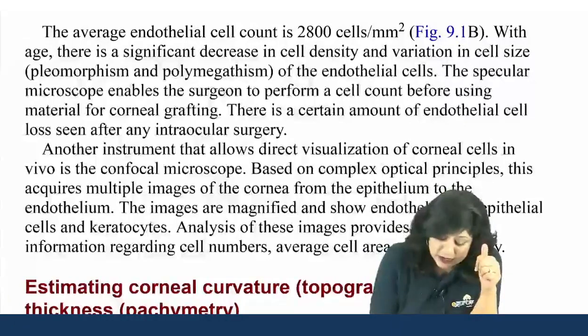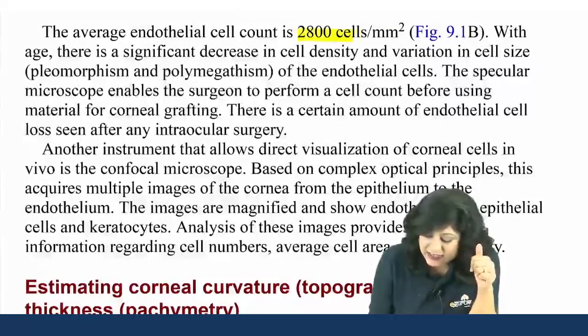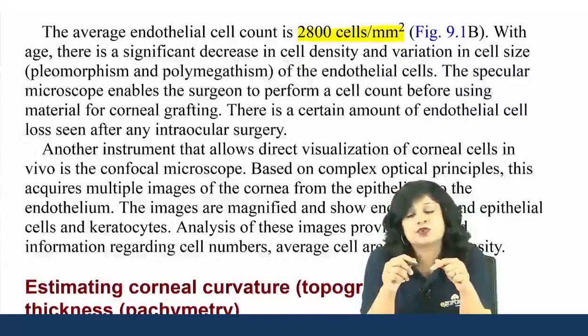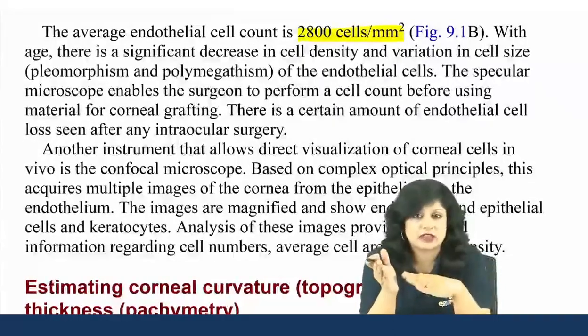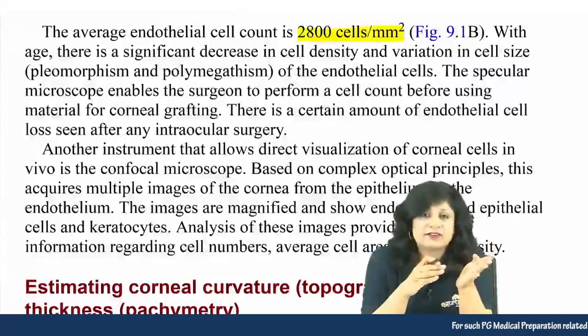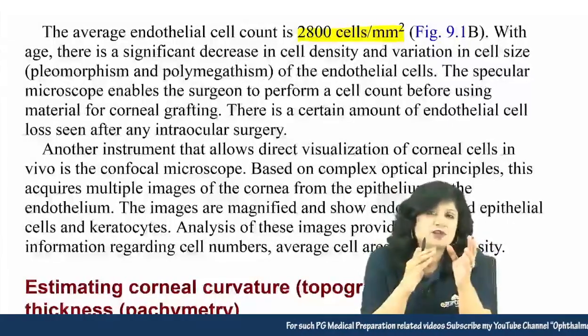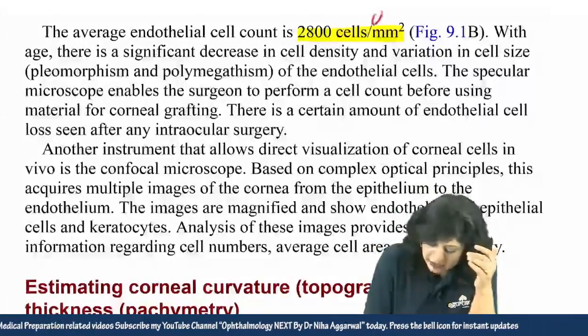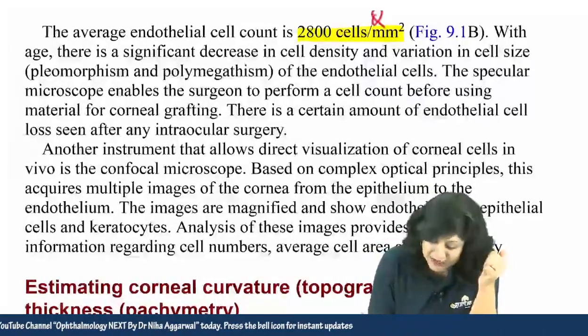So average endothelial count is about 2800 cells per millimeter square. Now sometimes in the options they say it is 2000 to 3000, or they can say between 2500 to 3000. So any value between 2000 to 3000 will be deemed correct. Okay, 2800 it is. Now with the aging, what is happening?